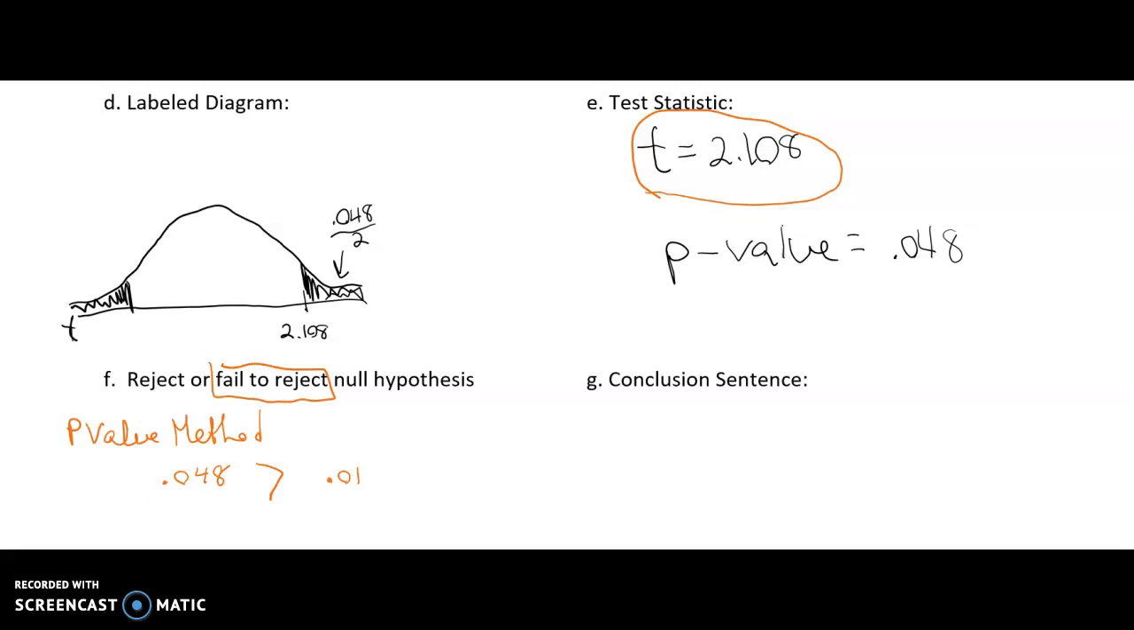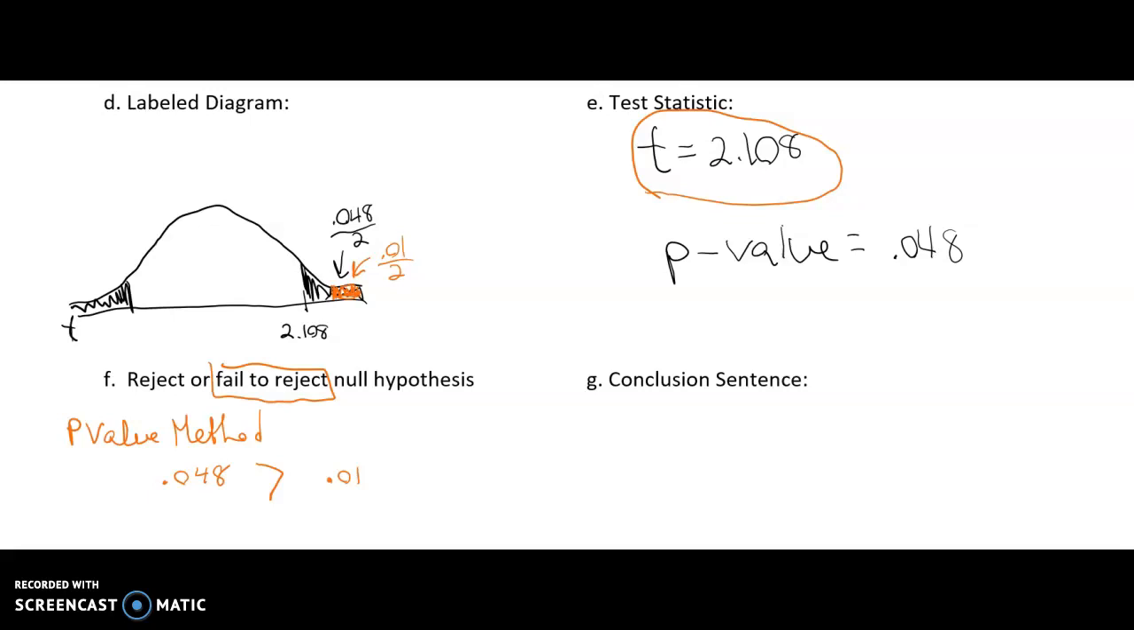Graphically though, I can see this, but I can shade a region of 0.01 divided by 2 because we are in a two-tailed test. And you can see that the black shaded region is bigger, so it doesn't fit into our alpha region, so it is not as extreme.